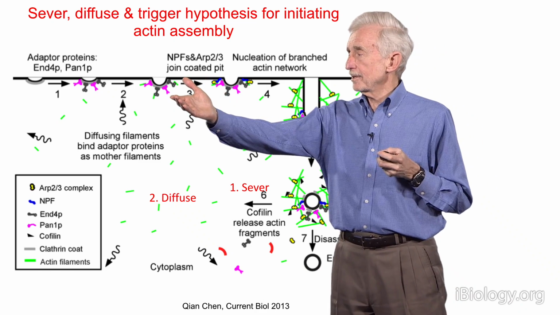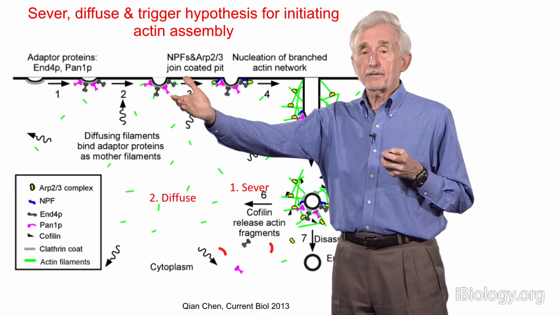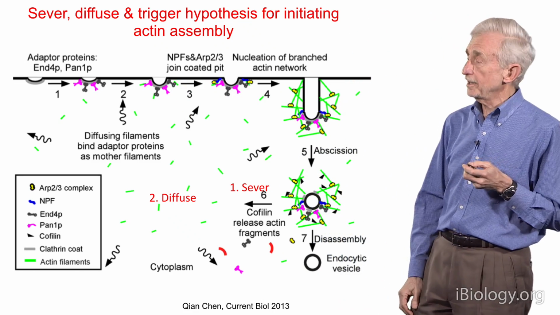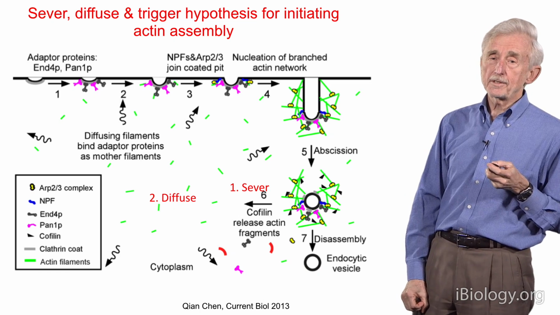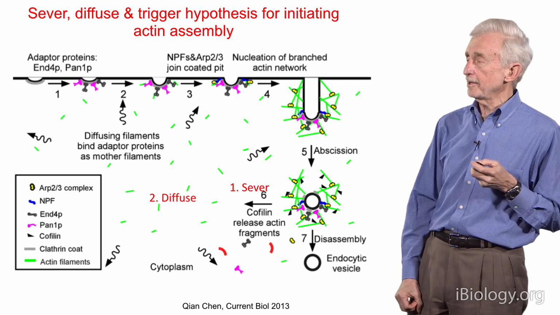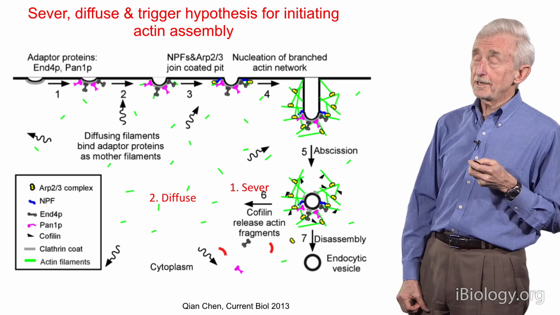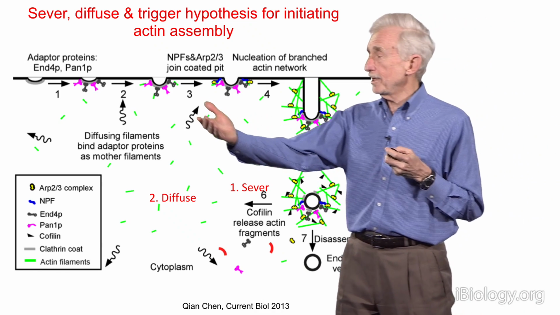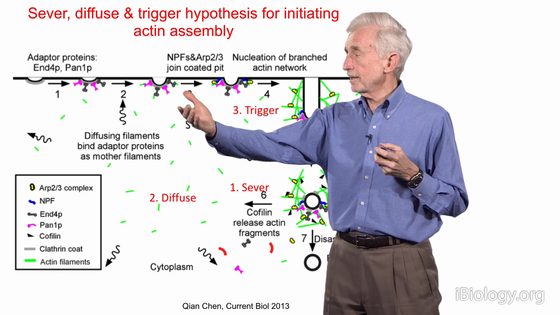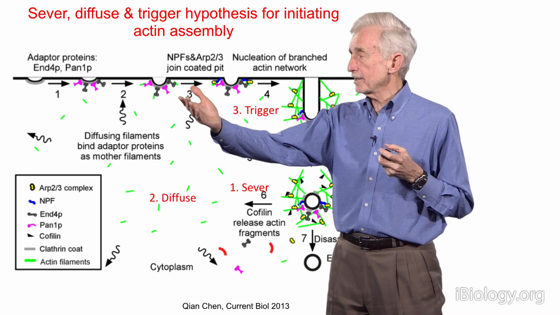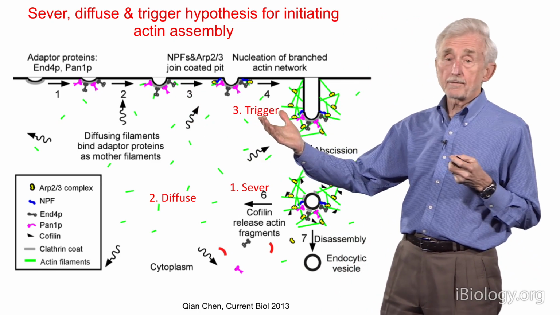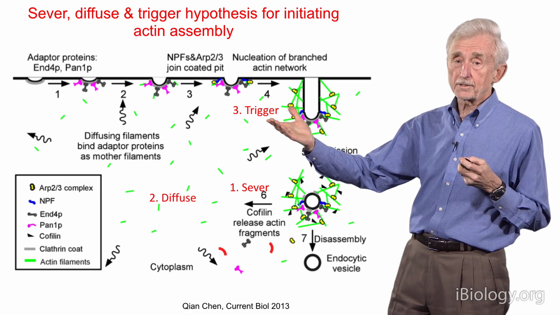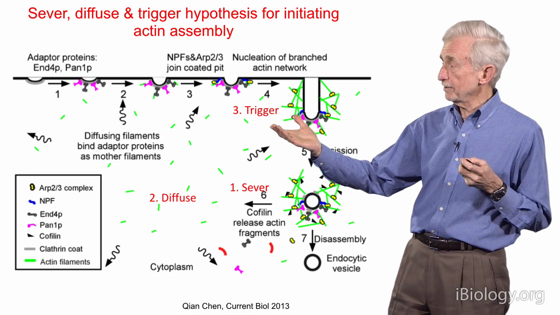Up at the top, we see a forming site of clathrin-mediated endocytosis, and the black and purple molecules are the adapter proteins. Those two adapter proteins actually have binding sites for actin filaments, and those two actin binding sites must be active in order for the whole process to work. So our interpretation of this is that the actin filaments bind to these adapter proteins, and they become the mother filaments that get the whole process of actin filament branching started at the site of endocytosis.